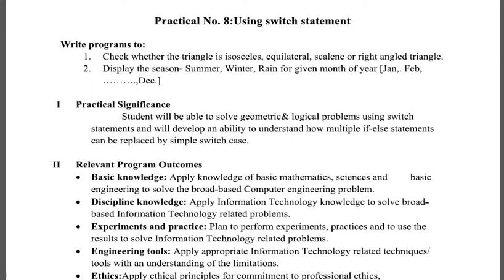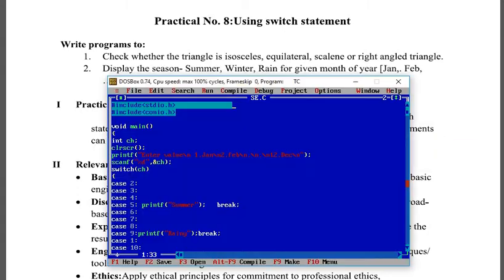By using the switch statement we can display this. Suppose the user enters month January, it will display the output: the season is winter. Suppose the user enters month May, then it will show the answer that the current season is summer. Now we will see the Turbo C program for this.